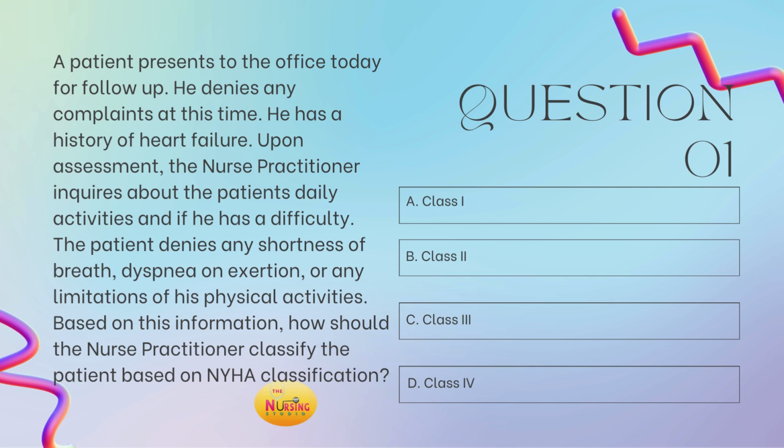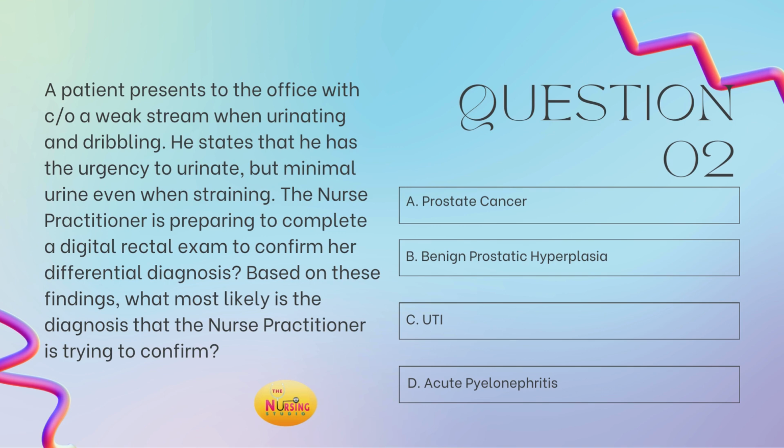All right, question number 2 for today. A patient presents to the office with complaints of a weak stream when urinating and dribbling. He states that he has the urgency to urinate, but minimal urine is noted even when straining. The nurse practitioner is preparing to complete a digital rectal exam to confirm her differential diagnosis. Based on these findings, what most likely is the diagnosis that the nurse practitioner is trying to confirm? Is it A, prostate cancer, B, benign prostatic hyperplasia, C, urinary tract infection, or D, acute pyelonephritis? Take a moment and tell me what you got in the comments.